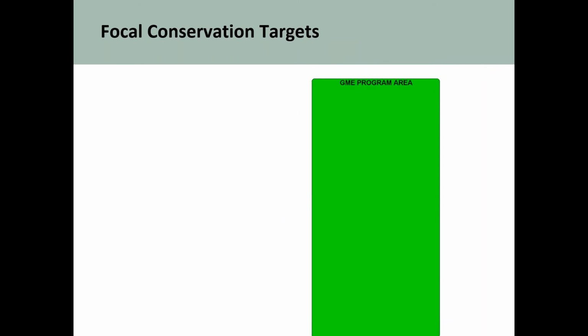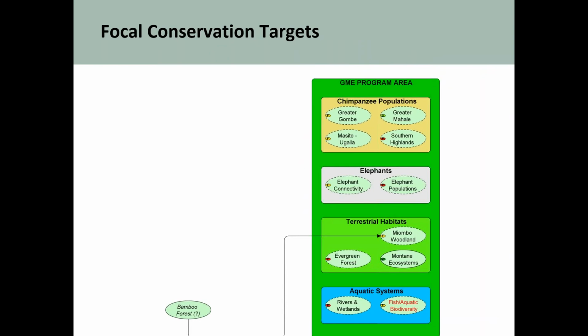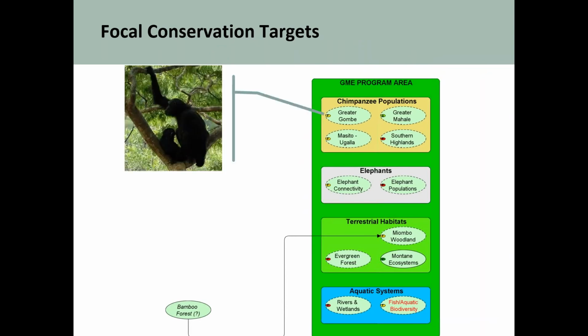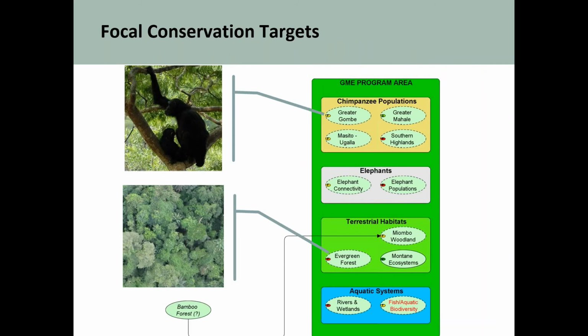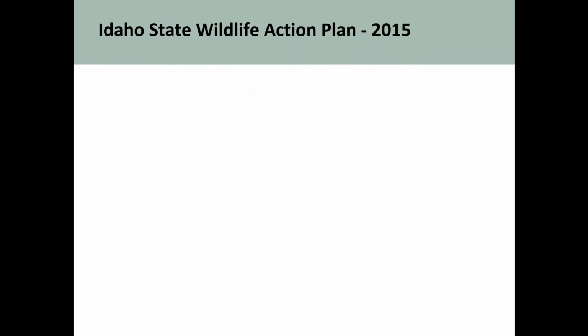So in this case, we use the open standards to come up with our conservation targets, the chimps, and in this case elephants, terrestrial habitats, and aquatic systems. And we look at those particular targets. We look at also some of the human well-being values that come out of this system as well. And we can also do threats and go through the open standards.